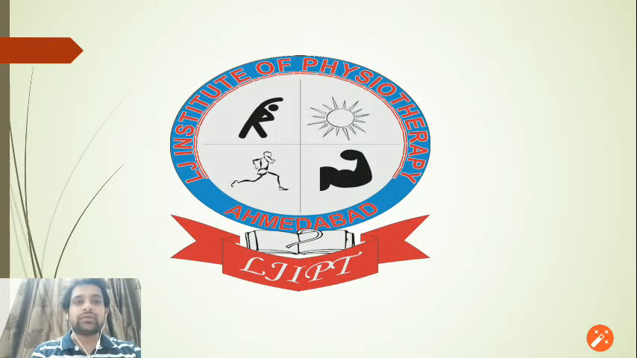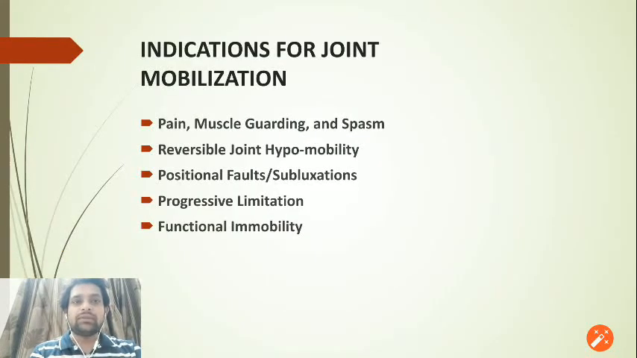Today we are going to discuss mobilization. In mobilization, first we'll discuss the indications for joint mobilization. The indications are: pain, muscle guarding and spasm, reversible joint hypomobility, positional faults and subluxation, progressive limitation, and functional immobility. Indication means where we can apply this mobilization technique.